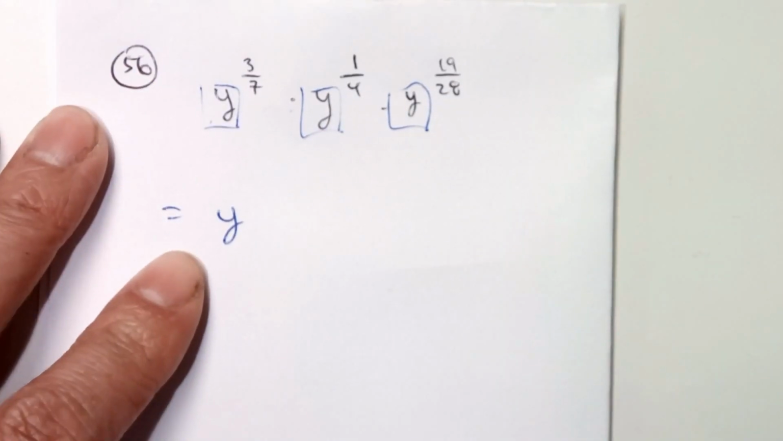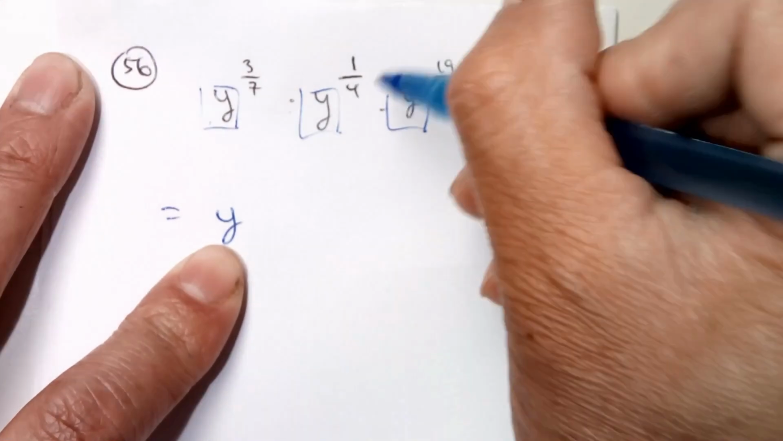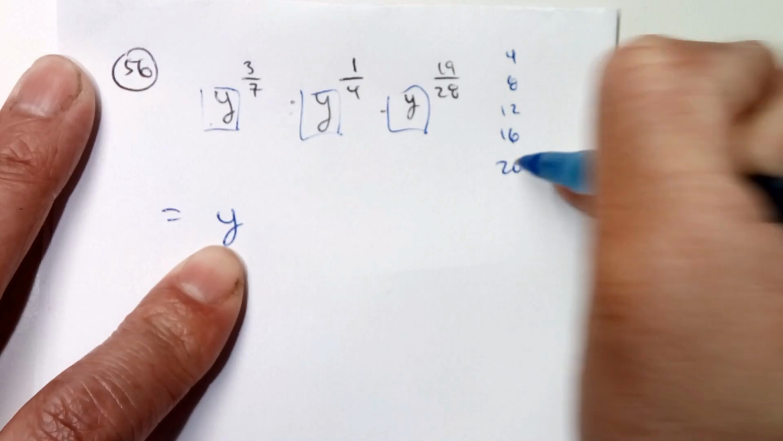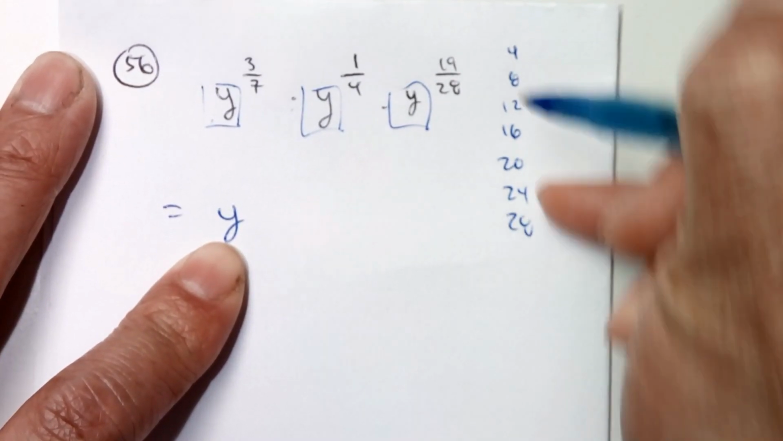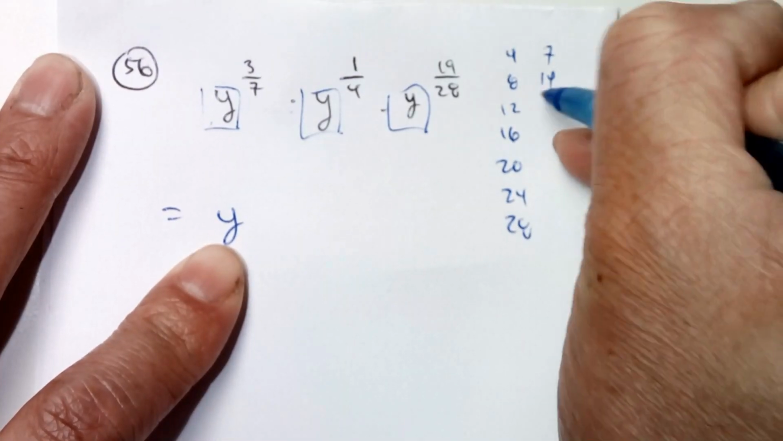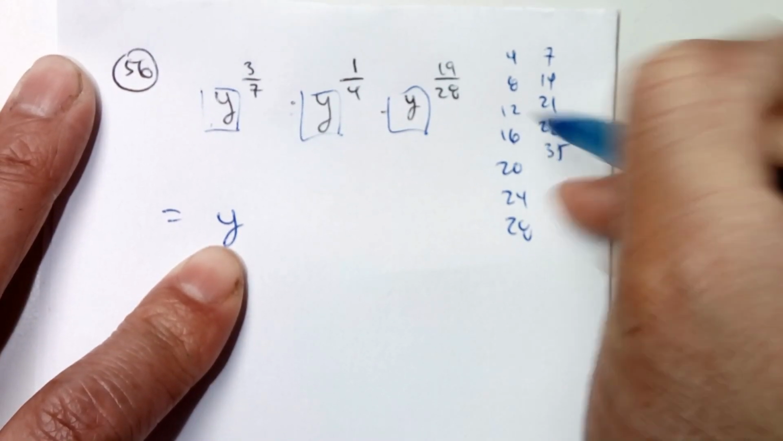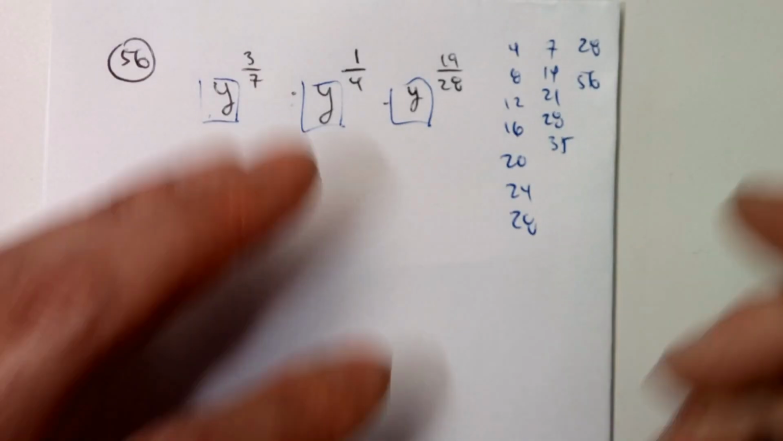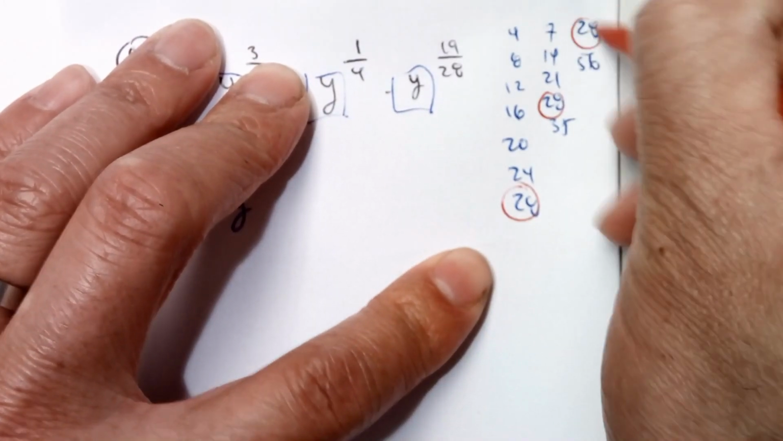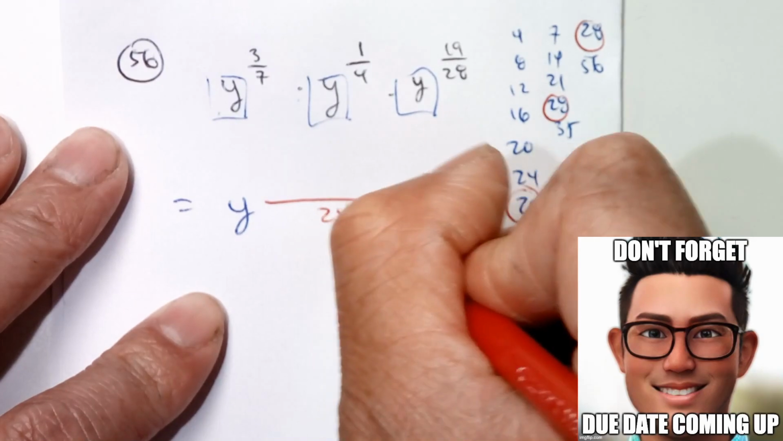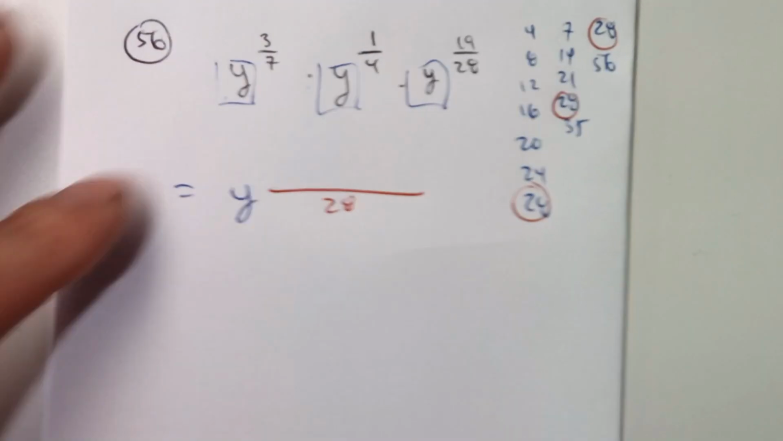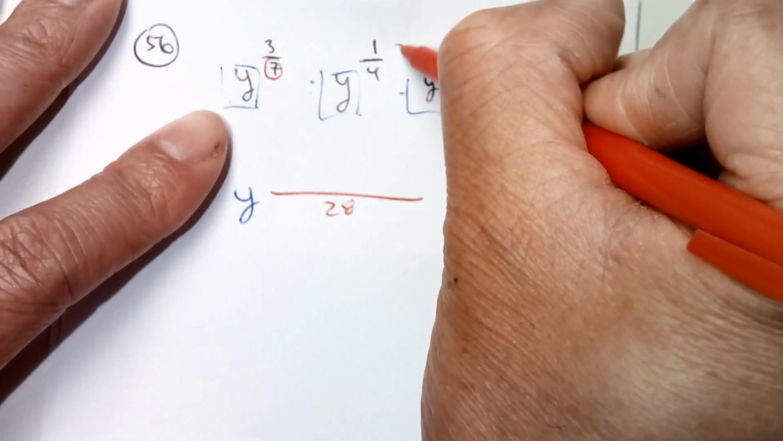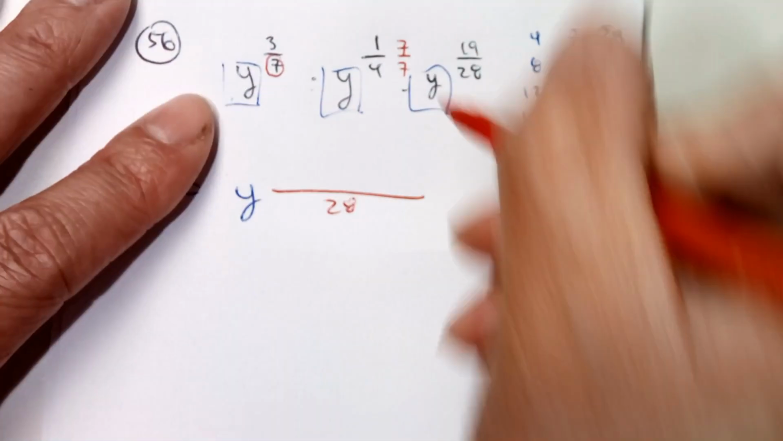Alright, number 56 here. I have the same base. They're all y's, which is good. We're multiplying, so now we can add the exponents. So I'm just writing out all the multiples of 4. 4, 8, 12, 16, 20, 24, 28. Let's do 7. 7, 14, 21, 28, 35. Well, if you guys look through the 3 lists, what is our lowest common multiple? The answer is 28. So I need to somehow make all of these a denominator of 28. Well, it gives us some hints here. I'm going to multiply this one by 7 over 7.